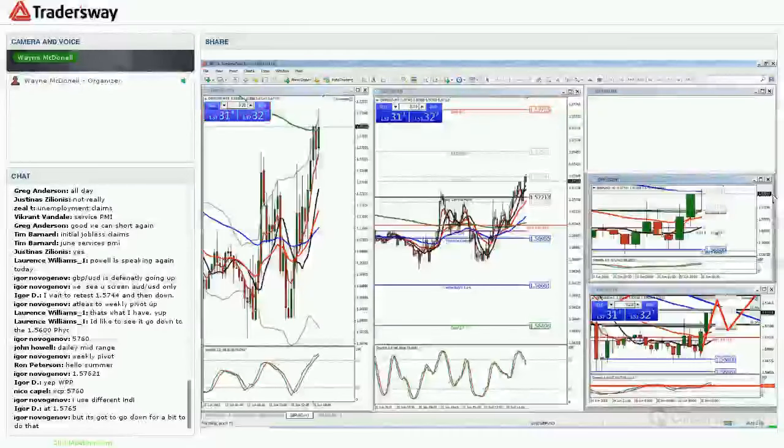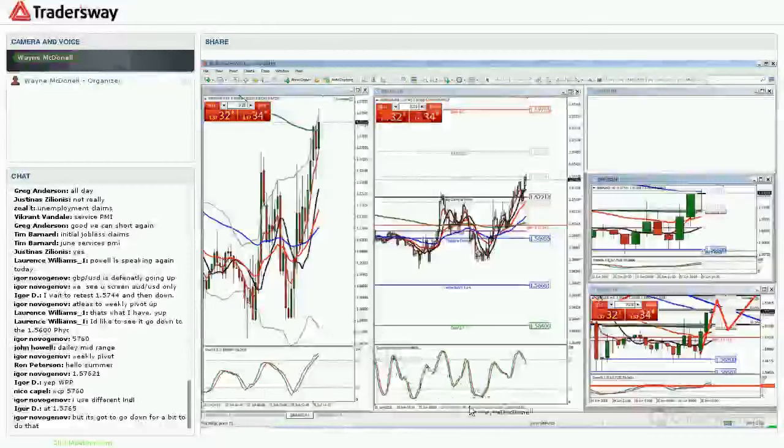And then, what time is it? 21. So we got about 8.5 minutes. I want to look at USD yen in case the dollar got strong.